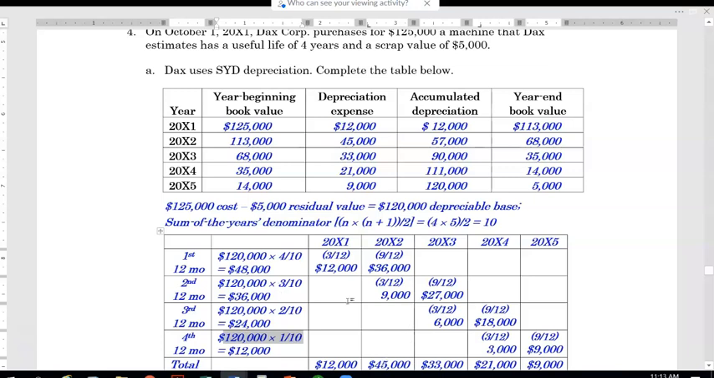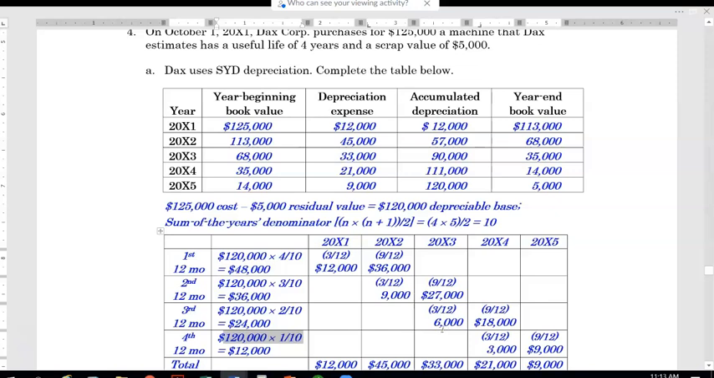But from year 2, 9 months is left. So we go to year 3. And in year 3, we say 9 out of 12 times 36 remaining. That's 27,000. But that's 9 months. The other 3 months will be 3 out of 12 times 24,000 for year 3. And then we add them up. 27 plus 6 is 33. That's the depreciation expense for the third year.